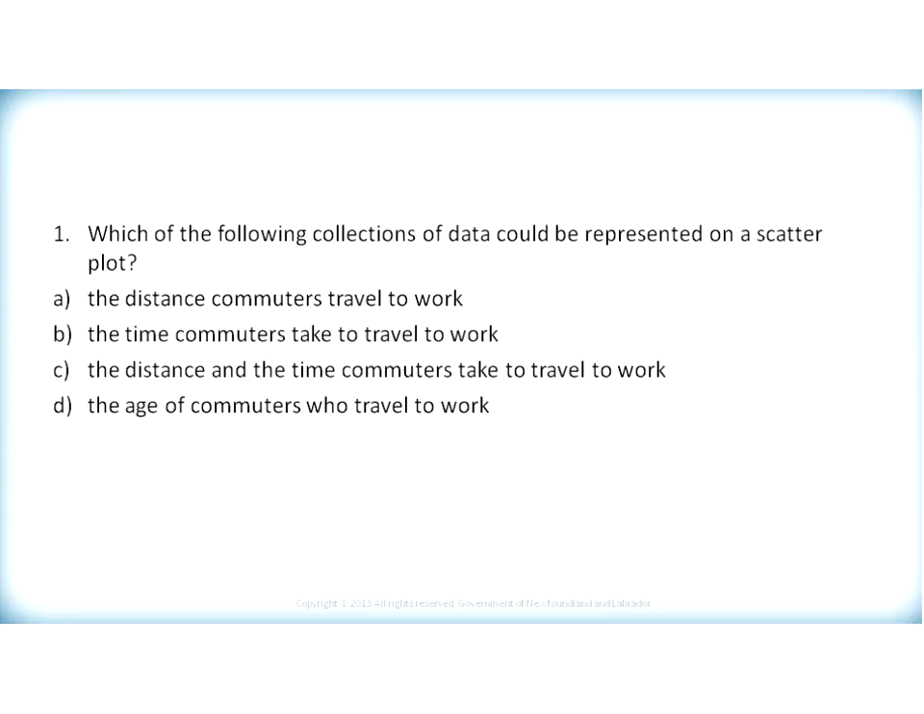In C, we have the distance and the time commuters take to travel to work. Well, this would be an example where we have two variables. The distance that someone travels to work would have an effect on the time it takes them to travel to work. So we have two variables, the distance and time. We have an independent variable, distance, and time, which is dependent. So in this case, our answer is going to be C.